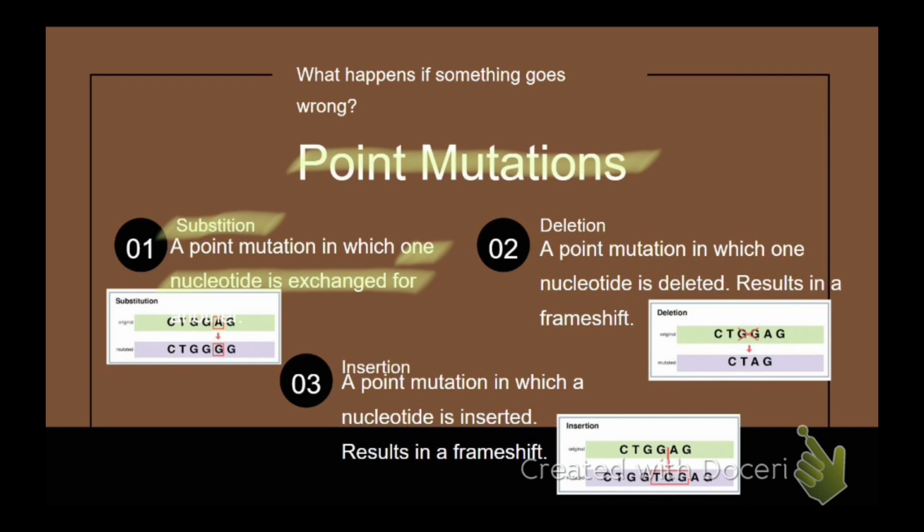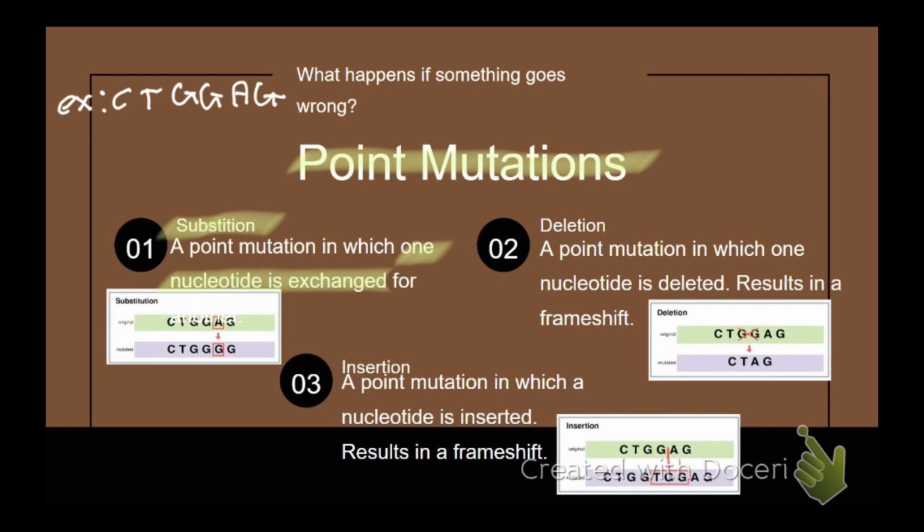Is exchanged. Okay? 1 nucleotide is exchanged. If you want, I'm going to write an example. So this will make a little bit more sense. So a substitution, here's an example. This will be C, T, G, G, A, G. Okay, if this is my original strand right here, C, T, G, G, A, G, okay?